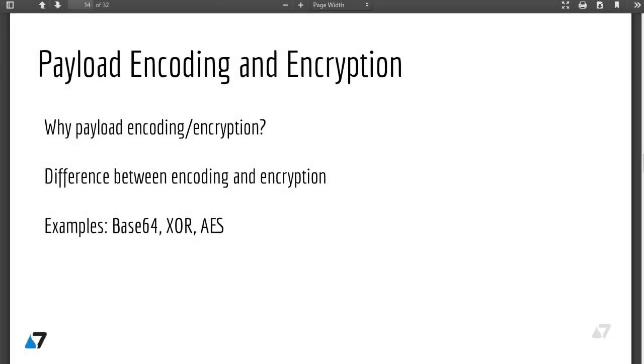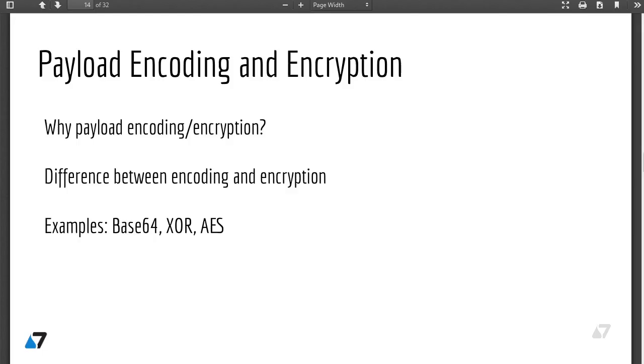Now let's talk about payload encoding and encryption. And first of all, why we want to encode or encrypt our payloads. The basic purpose of doing this is to hide your payloads from someone like an AV engine or reverse engineer, so that she or he cannot easily identify your payloads using binary matching or easy string pattern seeking.